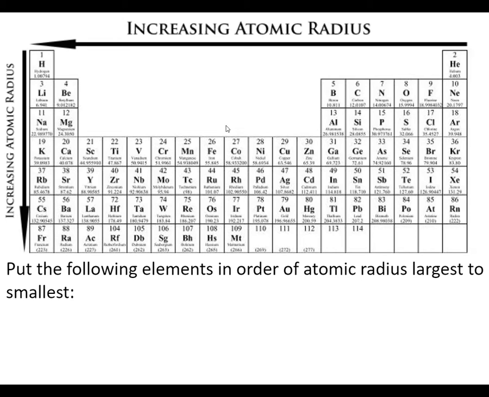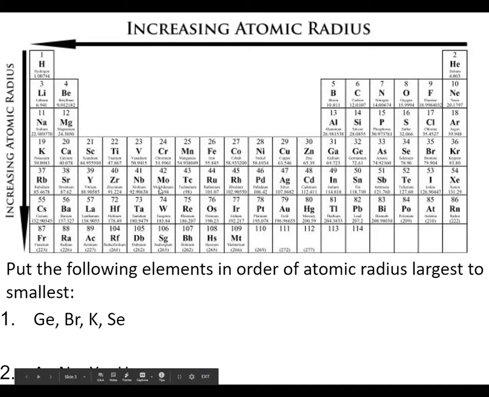So I want you guys to practice putting the following elements in order of atomic radius, largest to smallest. We have two practice problems. So I want you guys to see if you guys can order these elements: germanium, bromine, potassium, and selenium. The first thing you guys have to do is find the position of these elements on the periodic table. So here's germanium, here's bromine, here's potassium, and here's selenium. Notice they're all in the same period. So use this pattern to help you figure out which one is going to be the largest and which one's going to be the smallest.